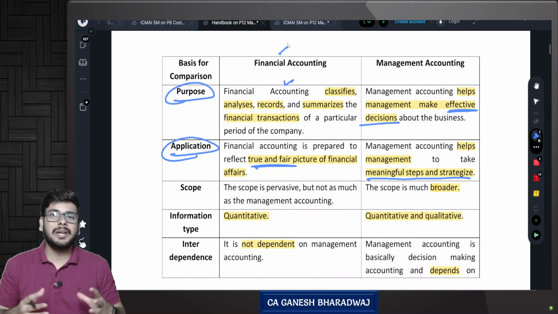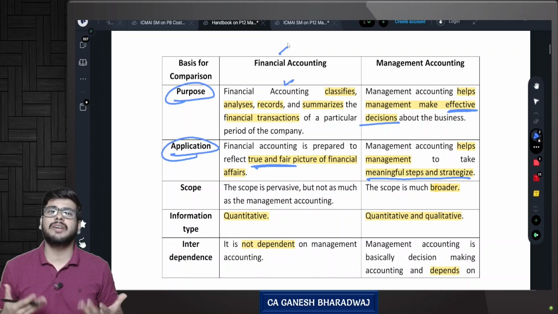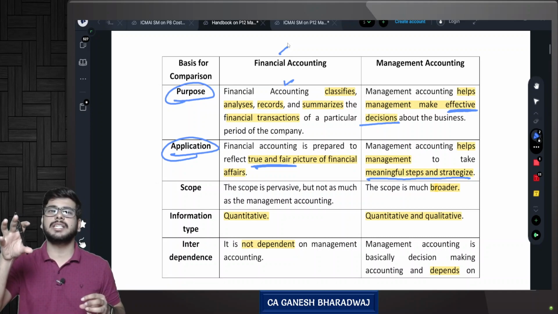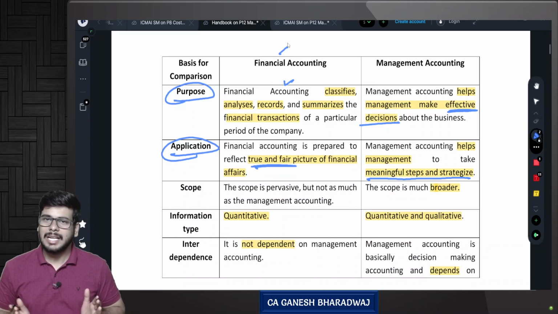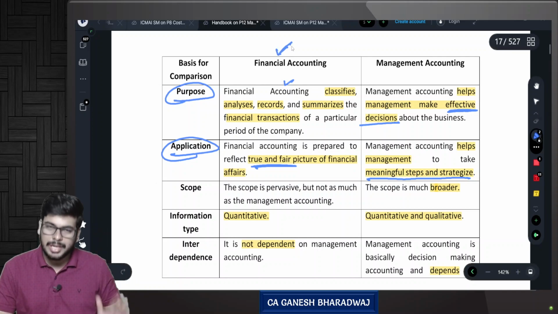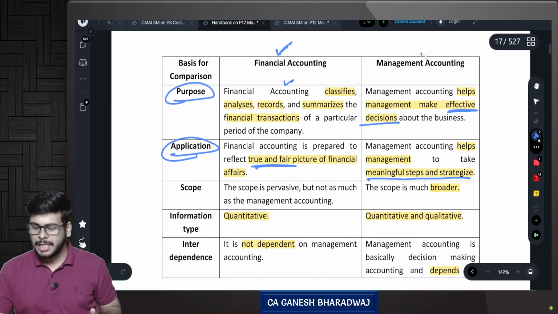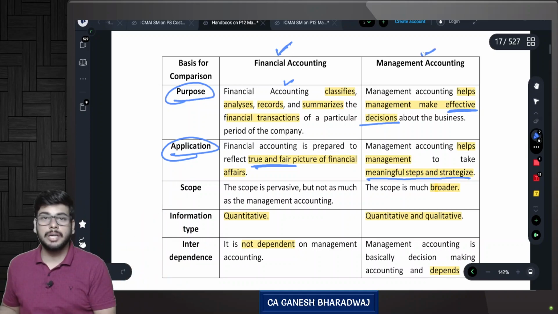Don't compare the two for the sake of finding out which is better. No, it is not like which is better. If something is better over the other, then we'll only have the thing that is better. No, it's not like that. These are like multiple fields. Financial accounting is required for a different purpose, for external reporting. Management accounting is required for a completely different purpose.